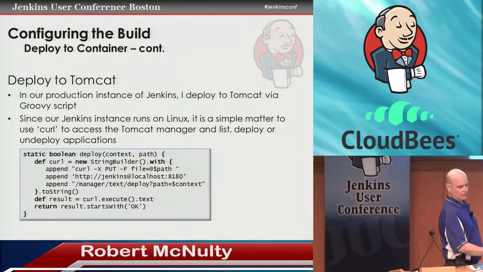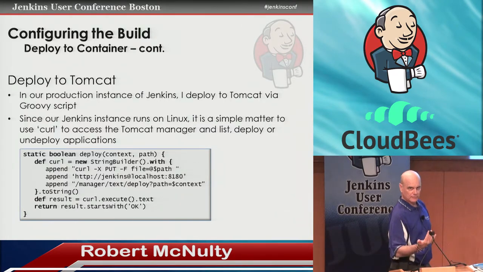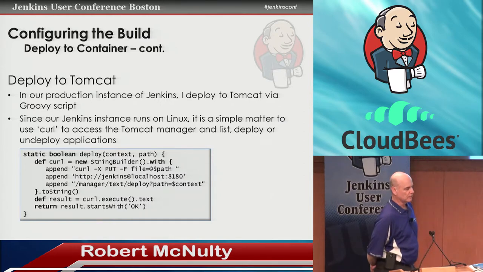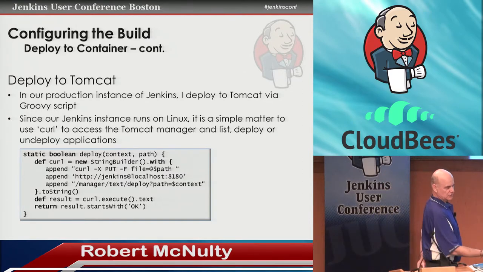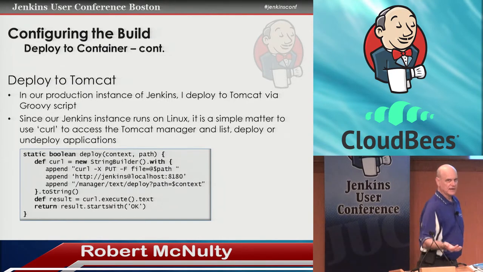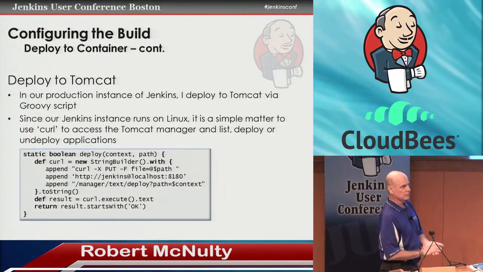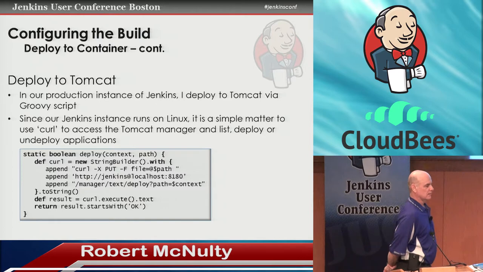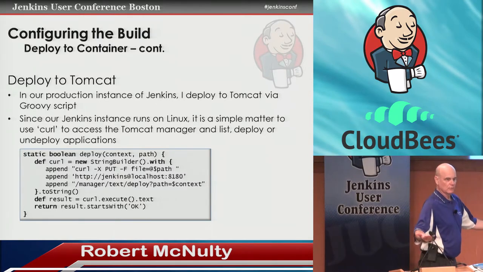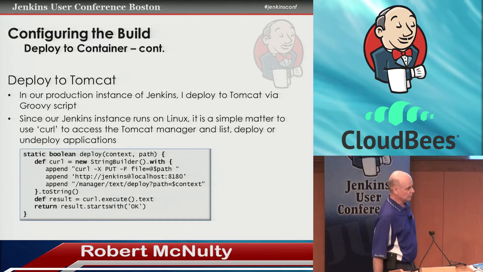And the rest of these properties would also be loaded dynamically, such as localhost. For this, localhost would be a property from the file. The port number would be a property from the file. So most of this would be variables that are being substituted here. And then to just execute, it's just curl.execute. And then the .text just returns the response from the curl command. And so if it starts with OK, we're good. If it doesn't, it didn't deploy for some reason.